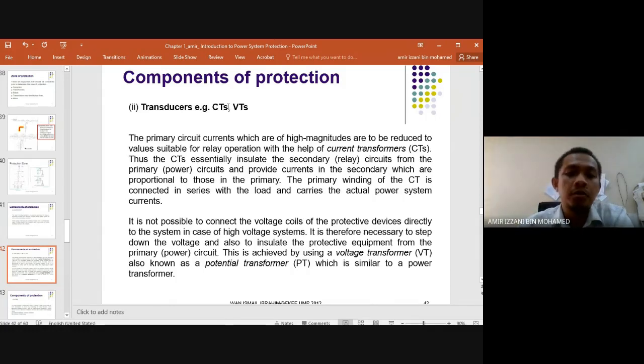Because reading a value at very high current, for example 2500 amps, is very dangerous. High current can cause overheating. So we need to step down the current by using a current transformer, or step down the voltage by using a voltage transformer.